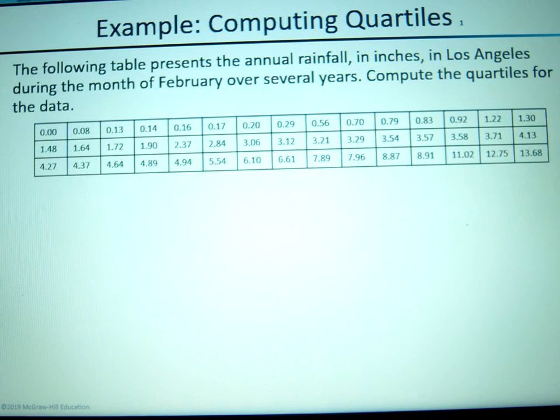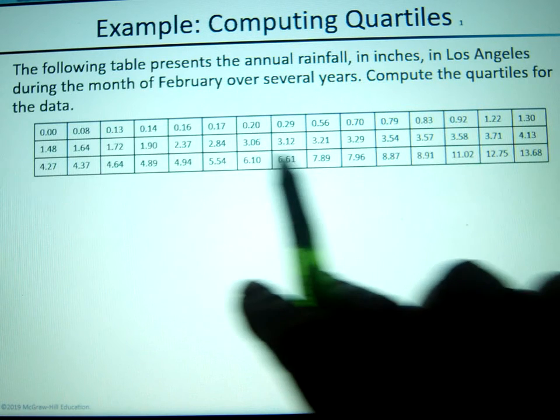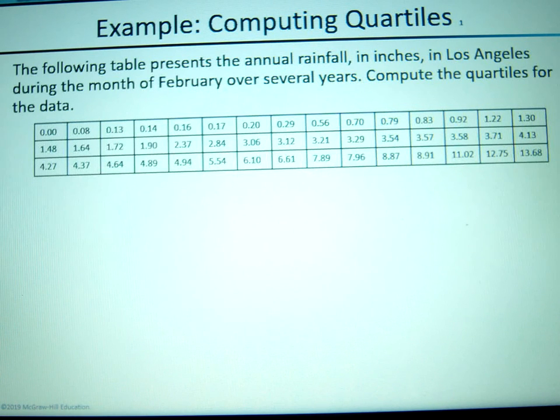Here we have a table that presents the annual rainfall in inches in Los Angeles during the month of February over several years. We're going to compute quartiles for the data. Now this looks like it is already in order from smallest to biggest, so that's really nice.